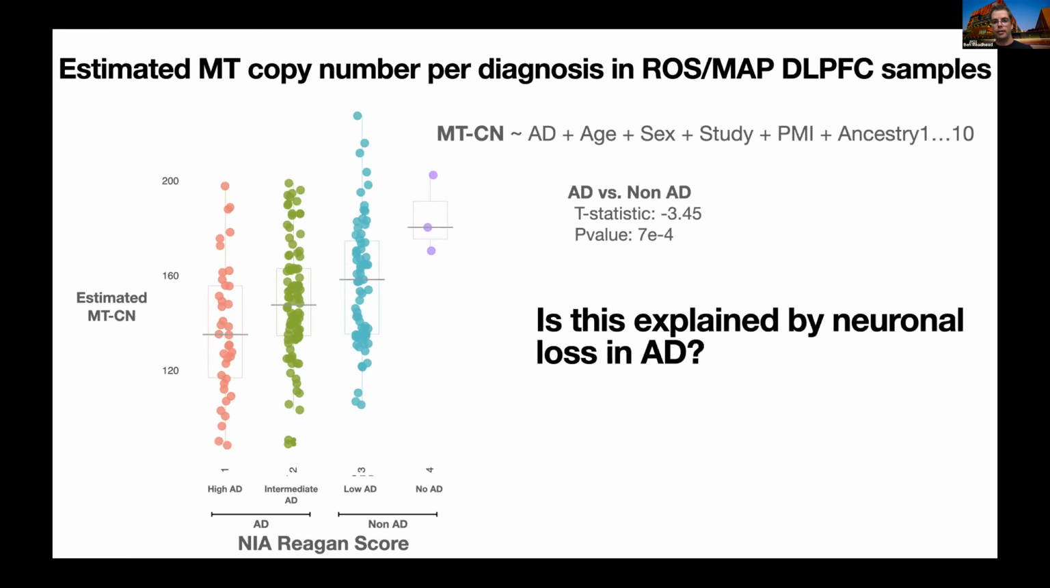But one of the things we might ask as a follow-on question is, could this simply be an artifact of neuronal loss, which we also know is a very early feature in AD? We know that neurons are jam-packed with mitochondria, tens to perhaps hundreds of thousands within certain sorts of neurons. So perhaps this observation of a reduction in mitochondrial copy number could be simply a proxy for that more general phenomenon of neuronal loss.